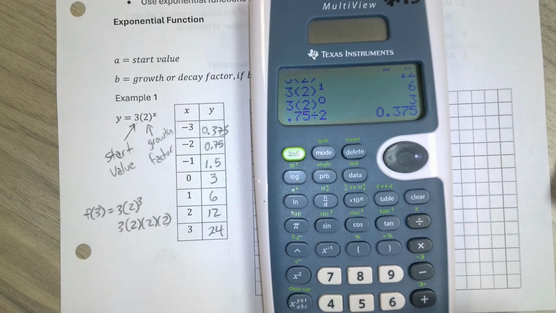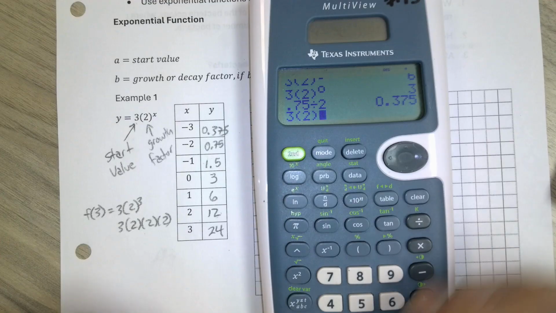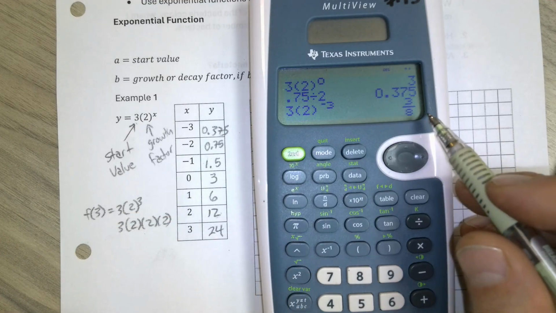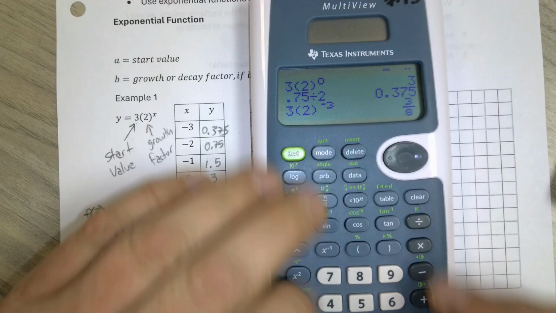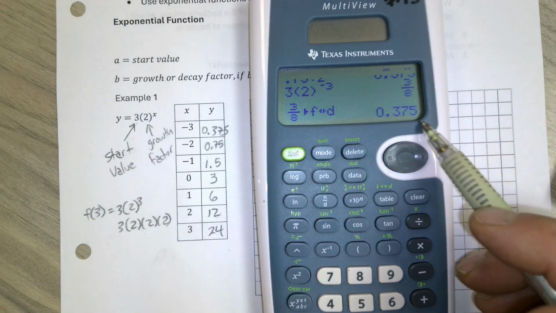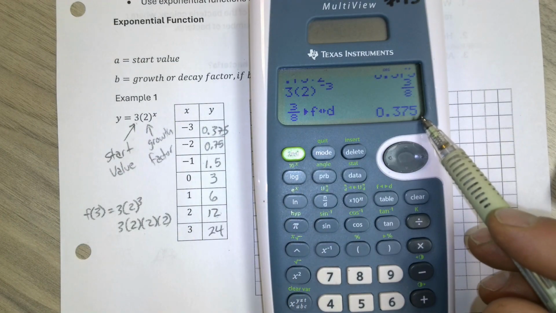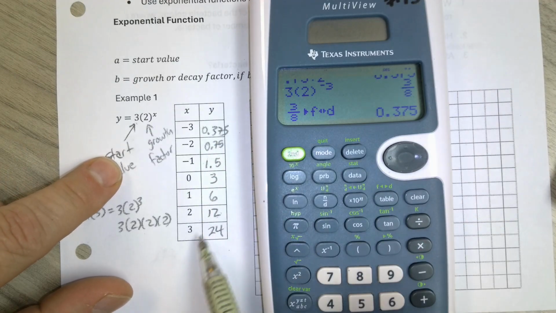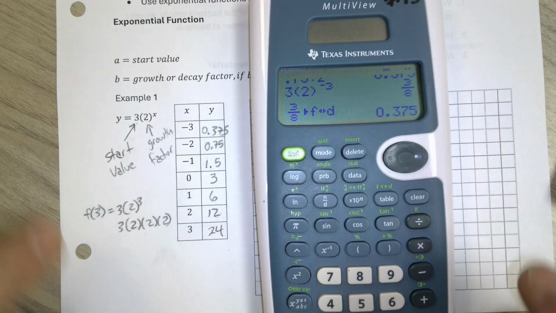Now, I could have once again done this by plugging in the 3, put the 2 in, and as an exponent, put in the -3. It gives me a fraction, right? I change that fraction to a decimal, it is the same value. So once again, you can put these values in, but you can also look for the pattern of the table. So you can use the equation to get them or the pattern.